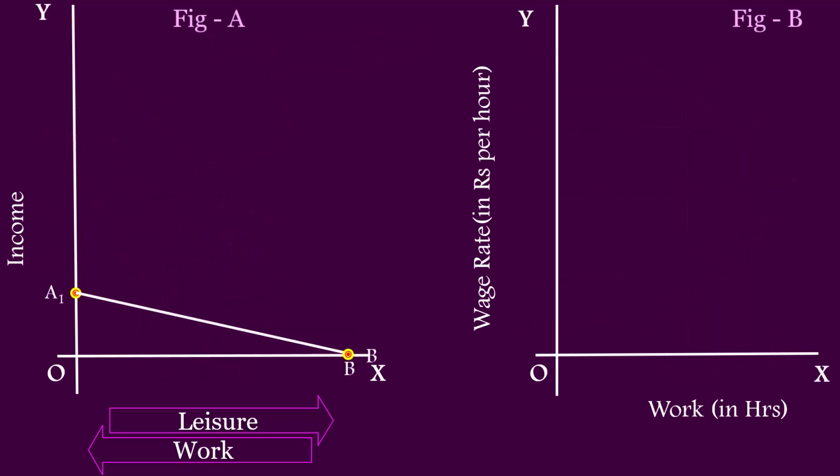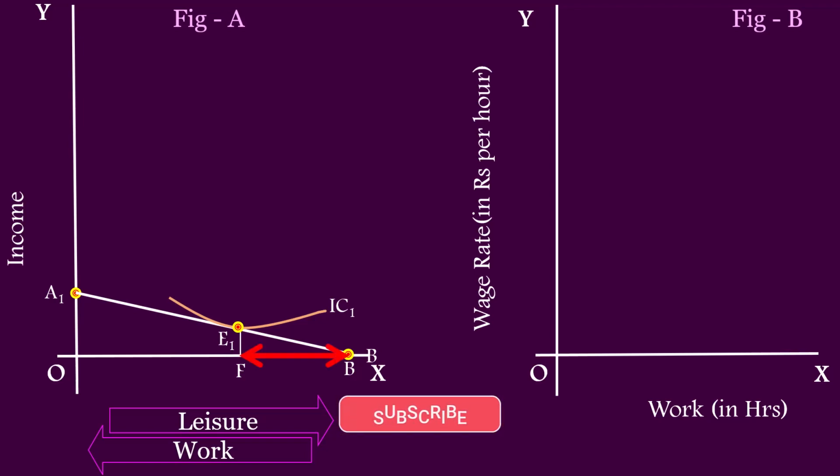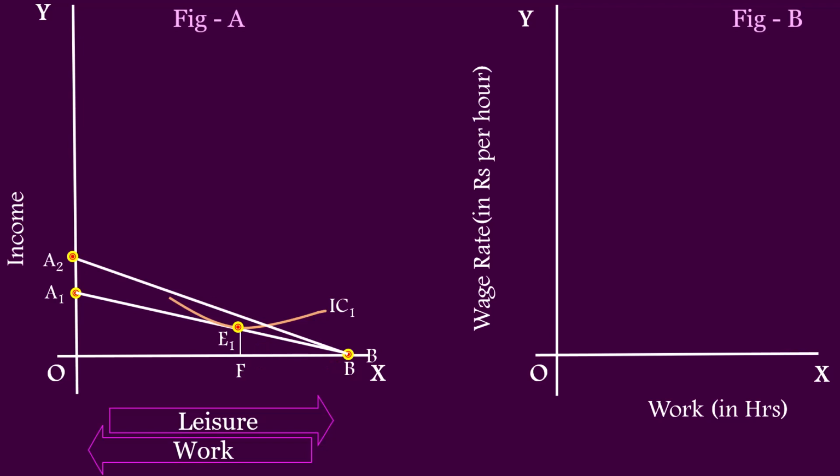In figure A, the wage line is A1B. A laborer is in equilibrium at E1, where indifference curve IC1 is tangent to the wage line A1B. He prefers to work for FB hours. The wage rate increases. The wage line A1B rotates around B and becomes A2B.